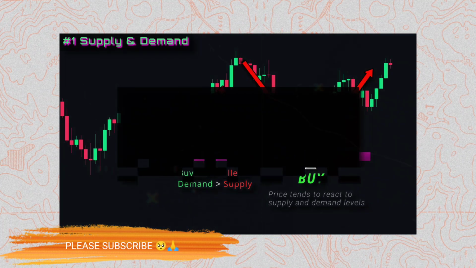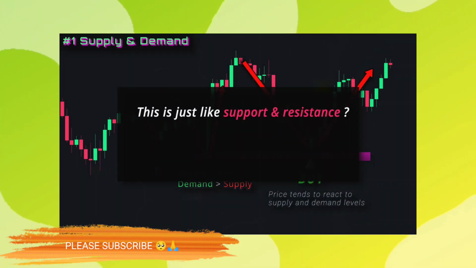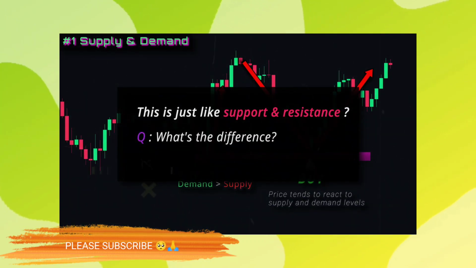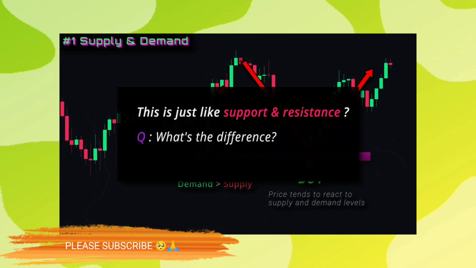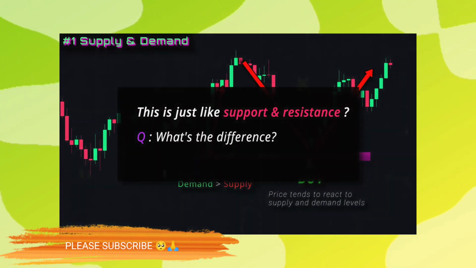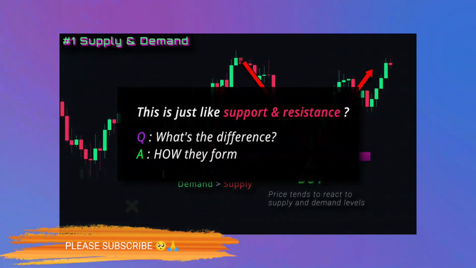Now, I'm sure some of you would notice, this works a lot like support and resistance levels. And you are correct, they are similar. So the question is, what's the difference between support and resistance and supply and demand? This is a question that people still often get confused about. The answer is how they form. Let's first start with support and resistance.